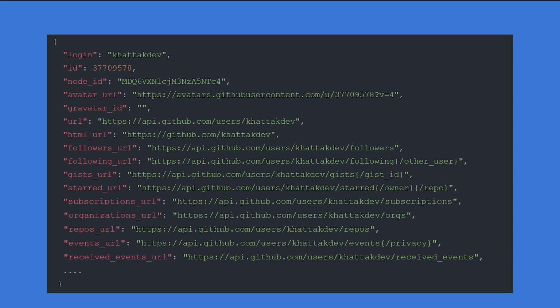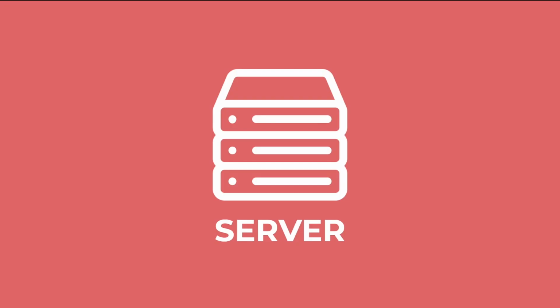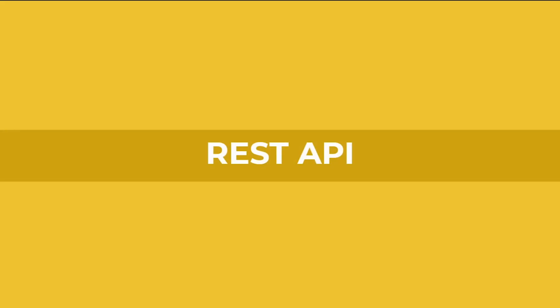You will see some data that has syntax similar to JavaScript. This is the data that GitHub fetches for you when you visit someone's profile. This data is actually fetched from a backend that is called a server, and this data is accessible through a REST API. REST stands for Representational State Transfer.